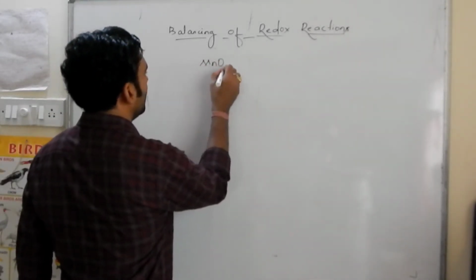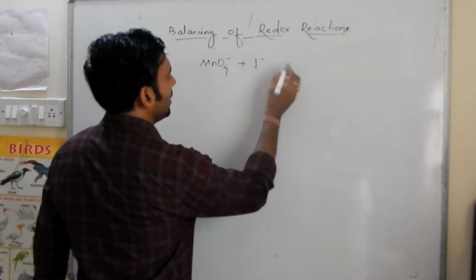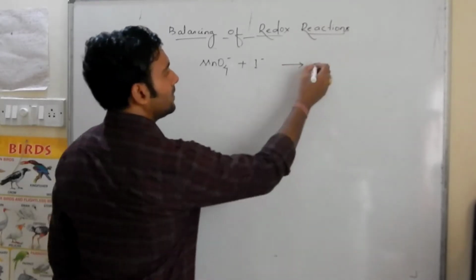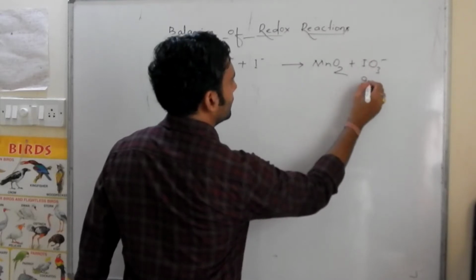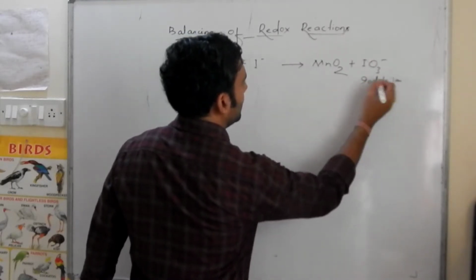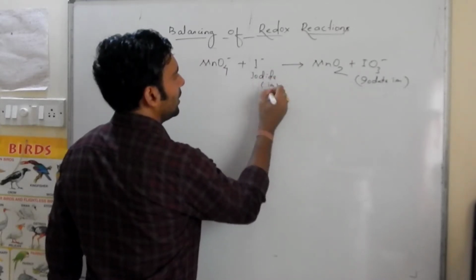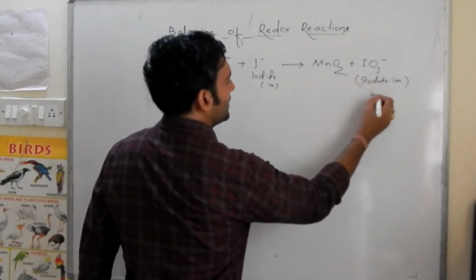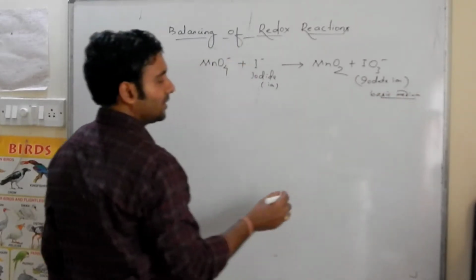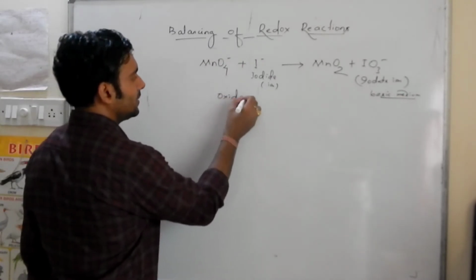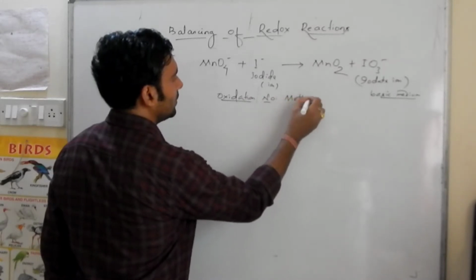Say, let us say permanganate ion plus iodide ion gives rise to MnO2, manganese dioxide, and iodate ion. This is iodate ion, this is iodide ion. So let us balance this in basic medium. Let us balance this with the help of the oxidation number method.